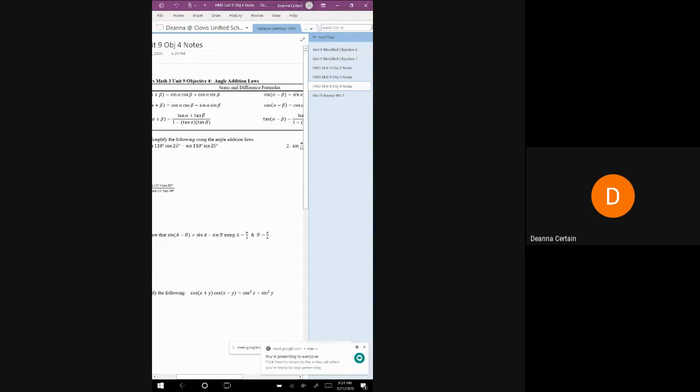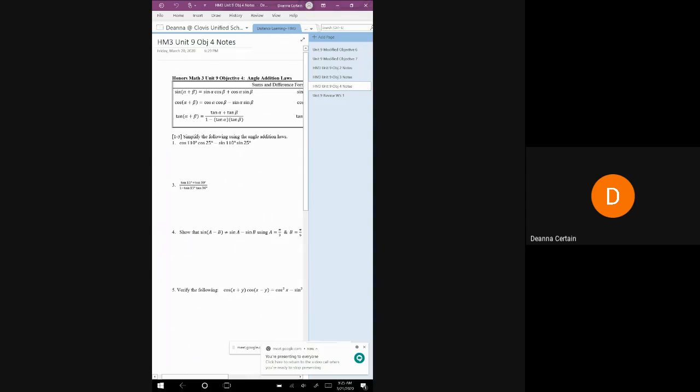Okay, so if you look in your notes, you have 6 angle addition laws written out. Technically speaking, it's 3: sine, cosine, and tangent. But for each of them, we demonstrate it both with plus and minus. So the first 3 that you see here are sine of alpha plus beta, cosine of alpha plus beta, and tangent of alpha plus beta.